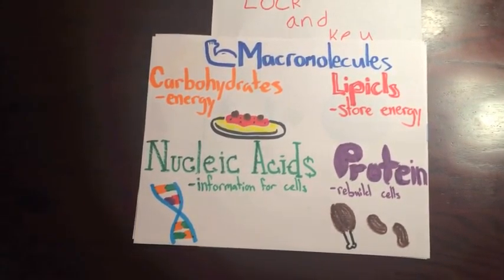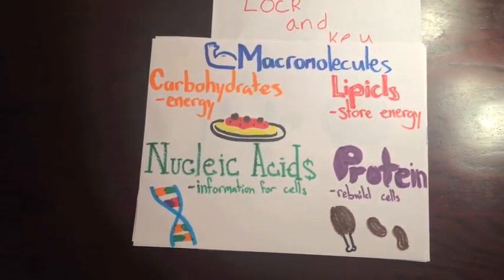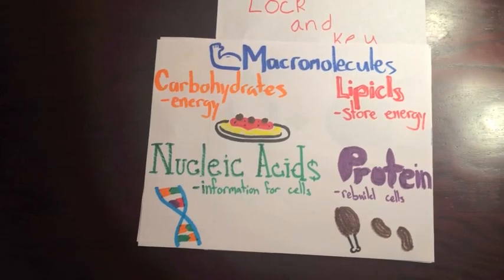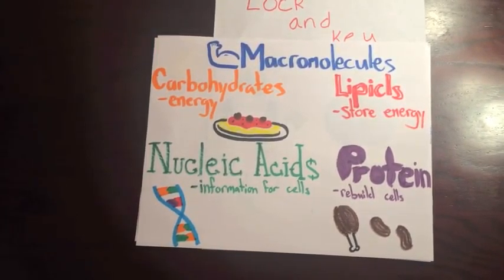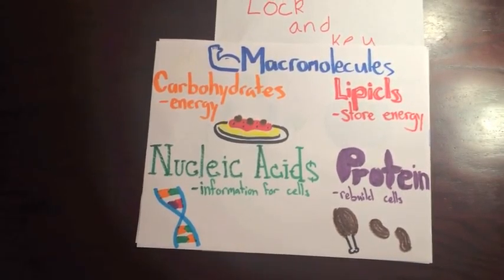Example, beans and meat. Nucleic acid contain information for cells and characteristics of organisms. Example, DNA and amino acids. Lipids store energy to be used later. Example, oils.